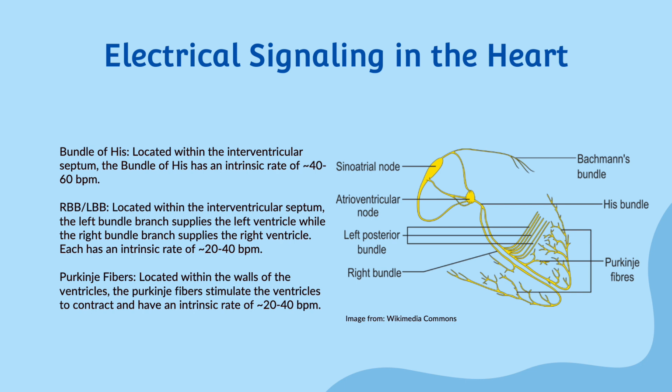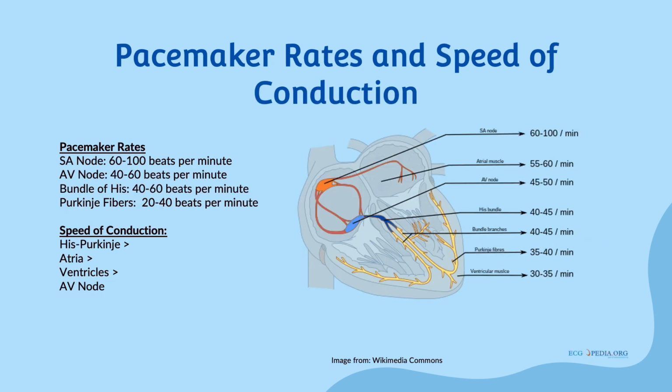The Purkinje fibers are specialized fibers located throughout the ventricular muscle that spread the impulse to the rest of the ventricular muscle, causing it to contract and pump blood out of the heart. The Purkinje fibers are structures that serve to disseminate the cardiac pacemaker potentials to the distal portions of the ventricles.